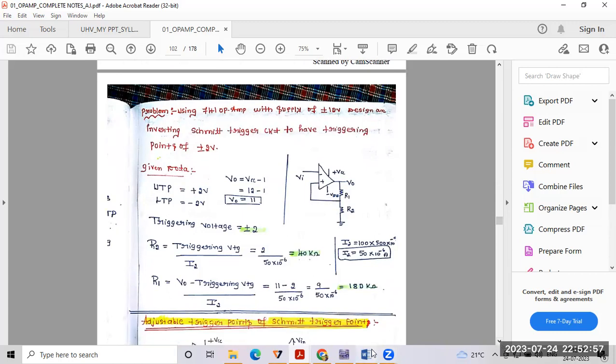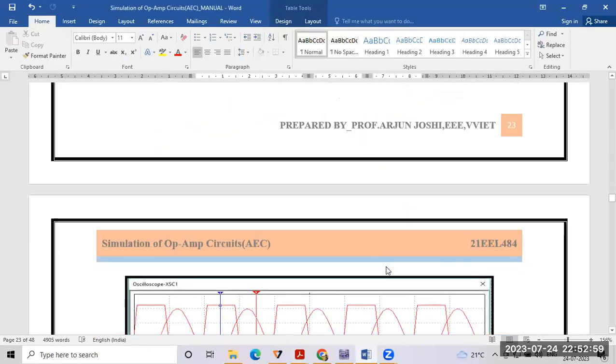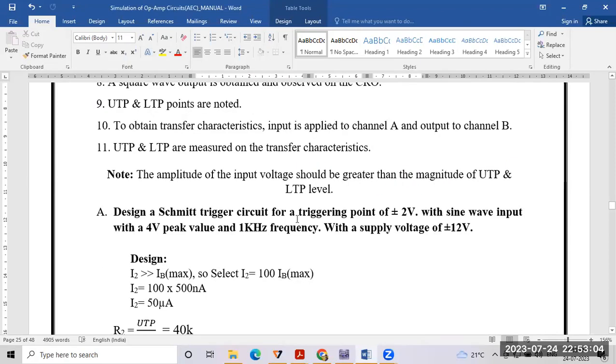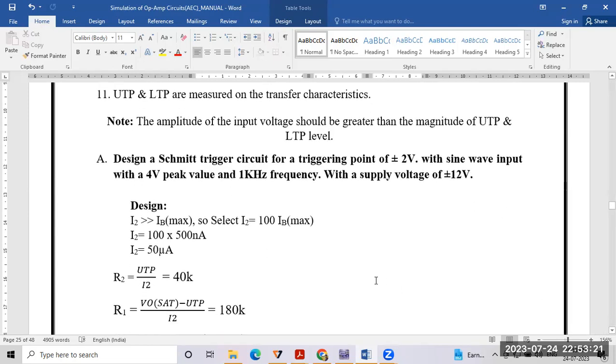Okay, let's get into our practical problem. What is the problem here? Design a Schmitt trigger circuit for triggering points of UTP plus 2 volts and LTP minus 2 volts, with a sine wave input of 4 volts peak value and 1 kilohertz frequency, with supply voltage plus or minus 12 volts. Here they mention the frequency, peak value, triggering voltage, and plus or minus VCC, which is 12.